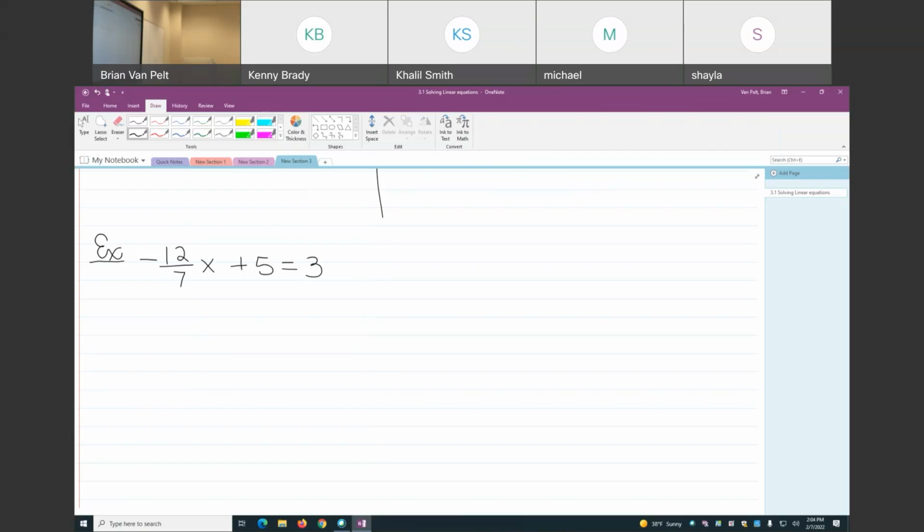Everything you got? 7/6. All right, first step. Not everybody, it looks like, is on board with me for this one. What's the first thing you did? Subtracted 5 from both sides. So we got -12 sevenths x equals 3.